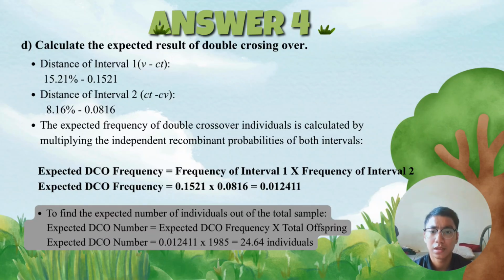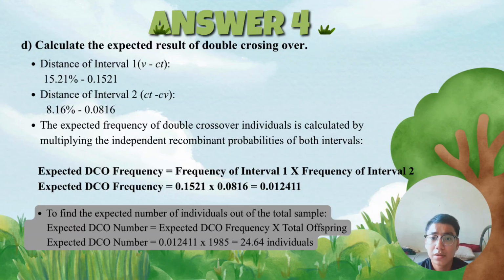Next, I would like to solve this question, calculating the expected result of double crossing over. To find this, we look back at the individual gene distances we calculated in the previous question. We got the probability of a crossover in the first interval, V to CT, as 15.21%. Divided by 100, we get 0.1521. We use the same method for interval 2, CT to CV, which is 8.16%. Divided by 100, we get 0.0816.